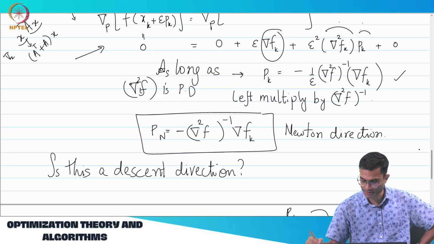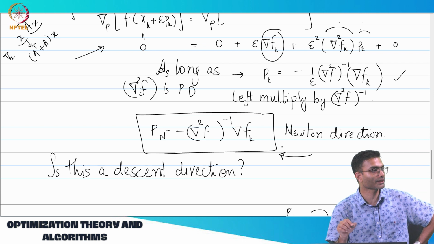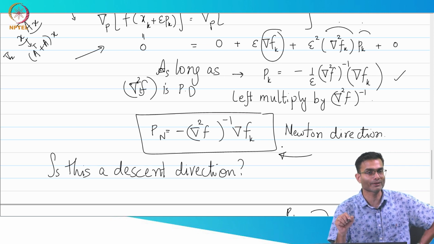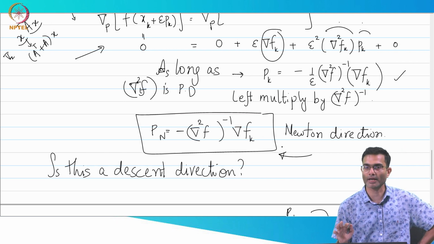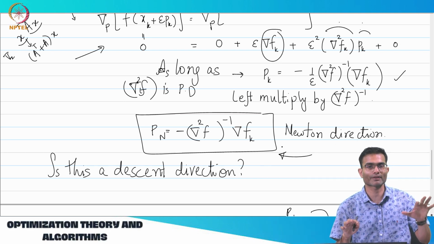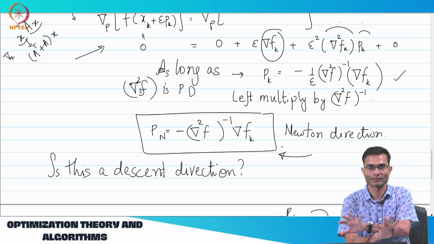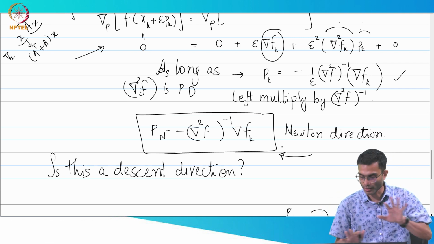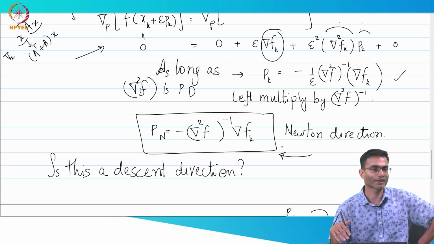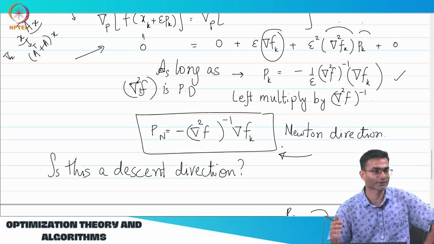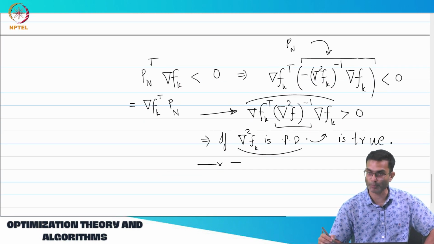Actually, let me just correct my previous sentence. For this Newton direction to be valid, I don't need the Hessian to be positive definite. It should just be invertible. I could have a collection of negative eigenvalues and positive eigenvalues, and the matrix will still be invertible, right? So in deriving this Newton direction, I need not have the Hessian be positive definite, it should just be invertible for this to exist. But here is where positive definite comes in.